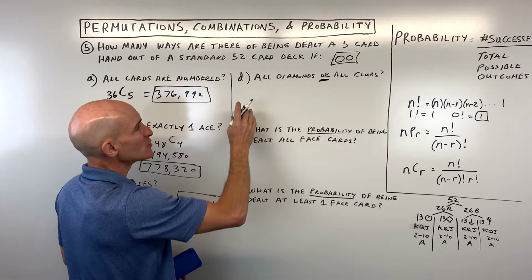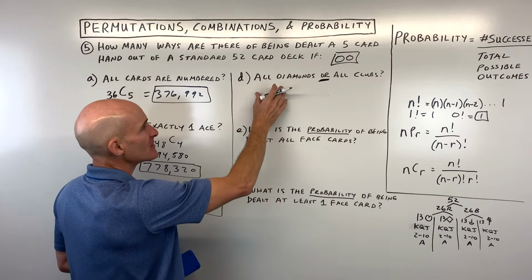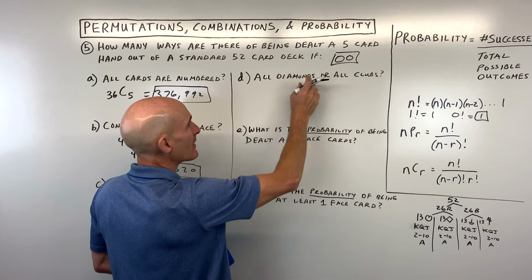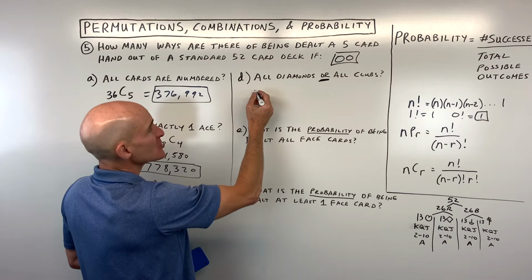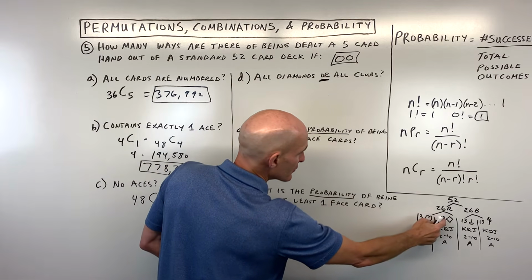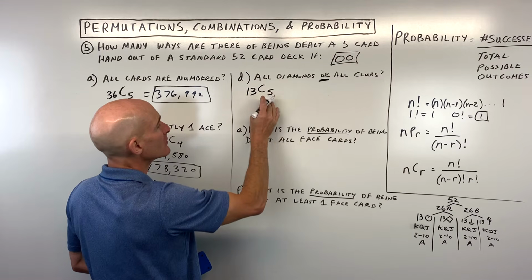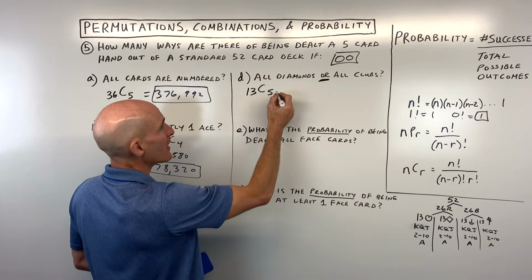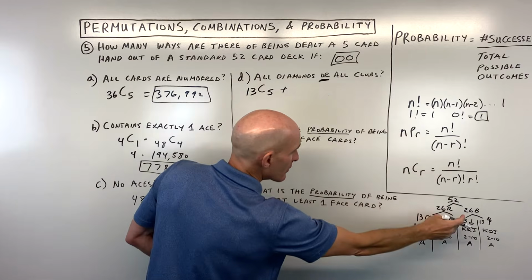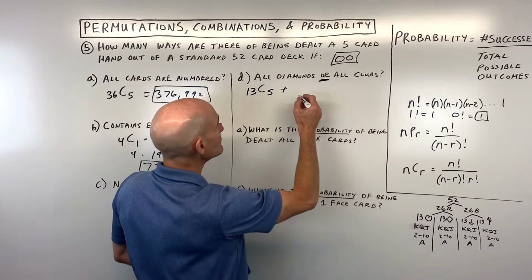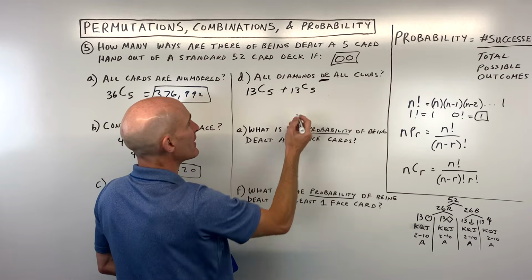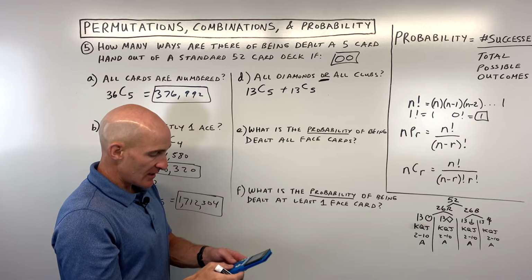And so what we can do is just add the number of ways to get 5 diamonds and the number of ways to get 5 clubs. So how many diamonds are there? There's 13 diamonds. So out of the 13 diamond cards, how many ways are there of choosing 5 of those, where the order doesn't matter? Plus, out of the 13 clubs, how many ways are there of choosing 5 of those? So let's see what that comes out to.